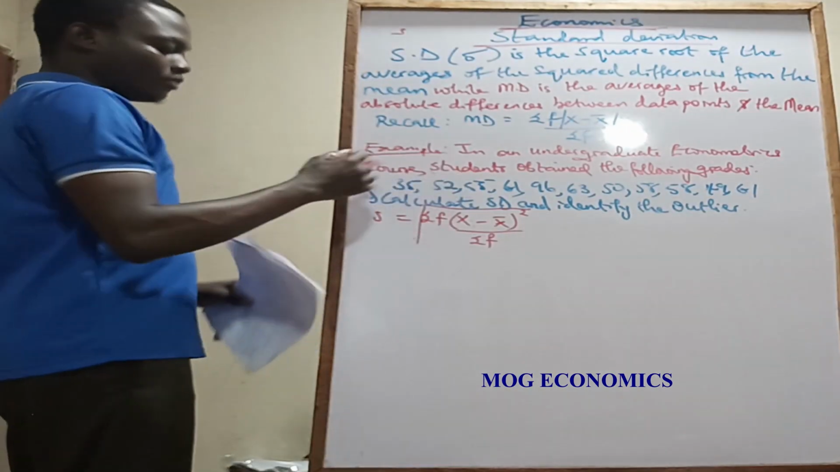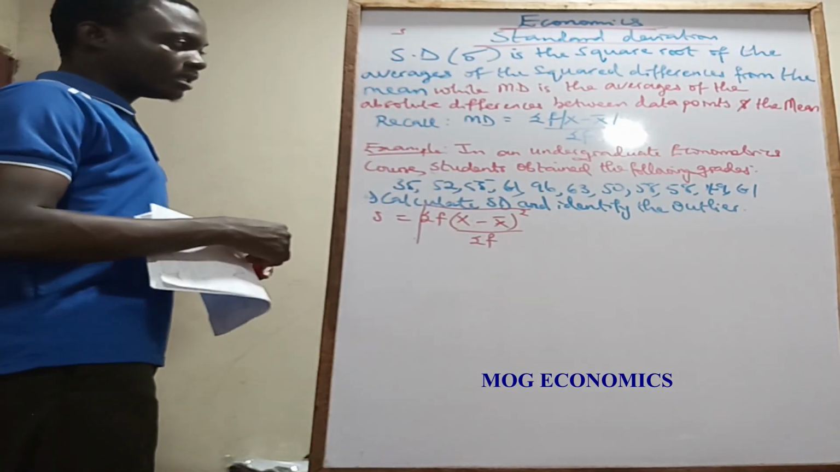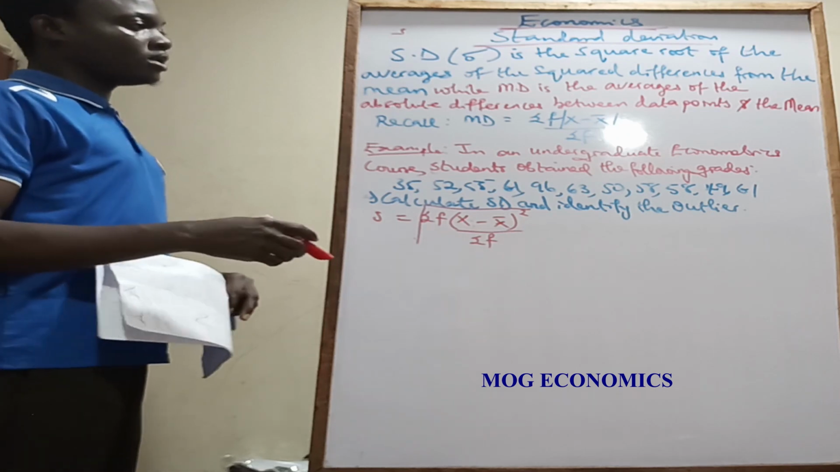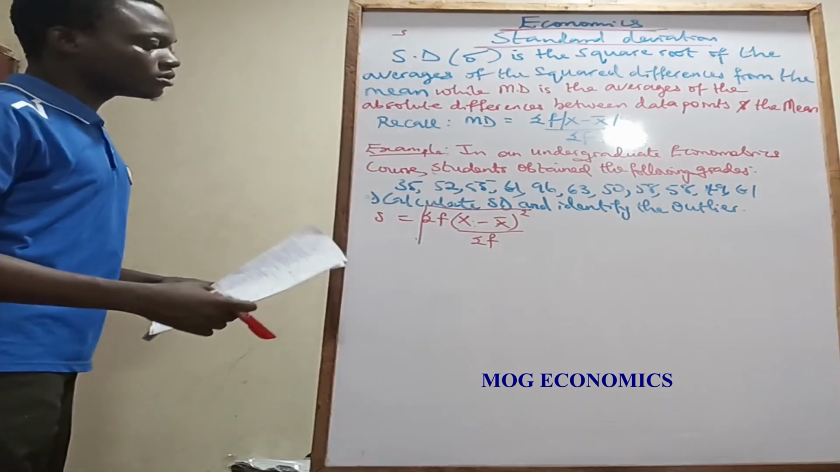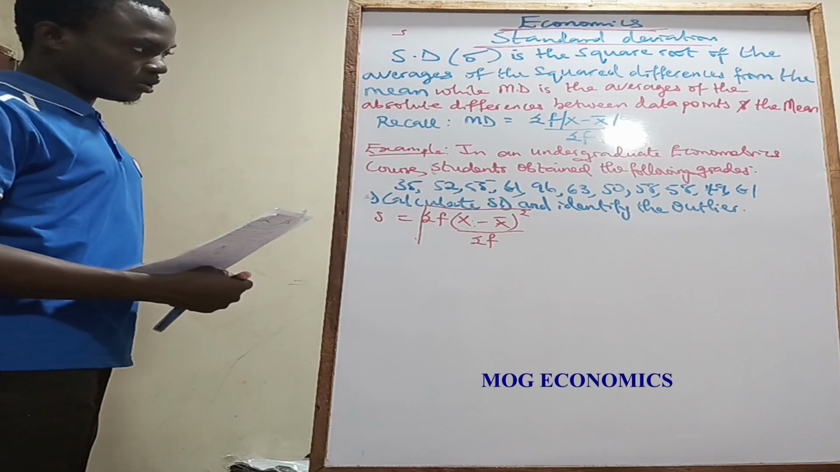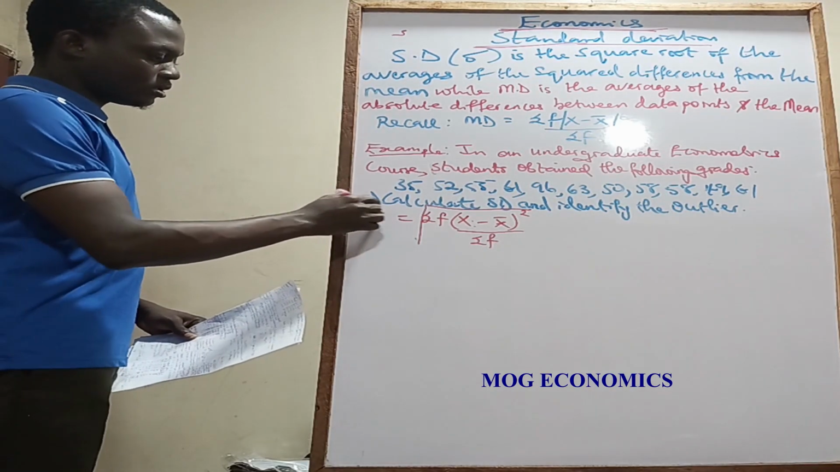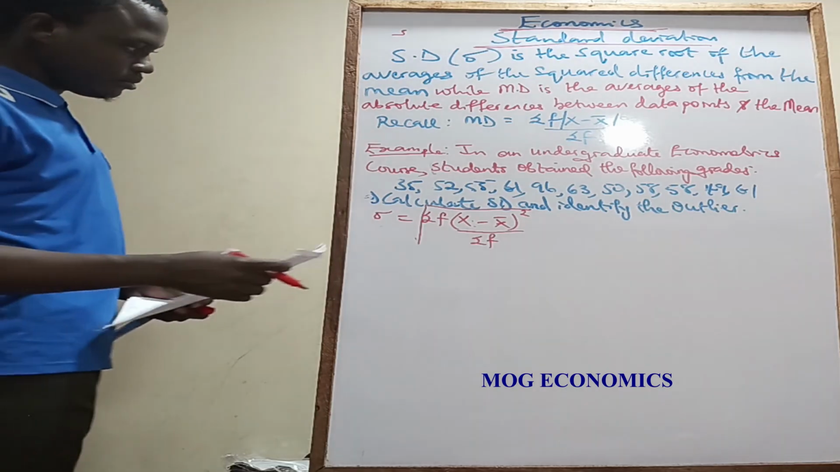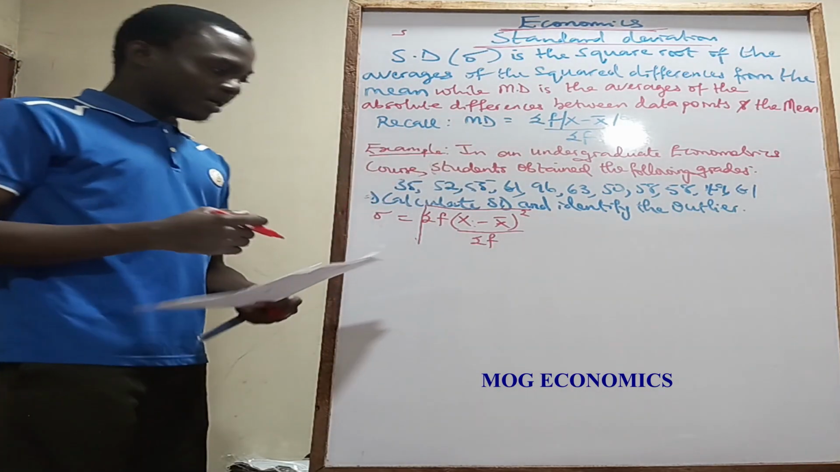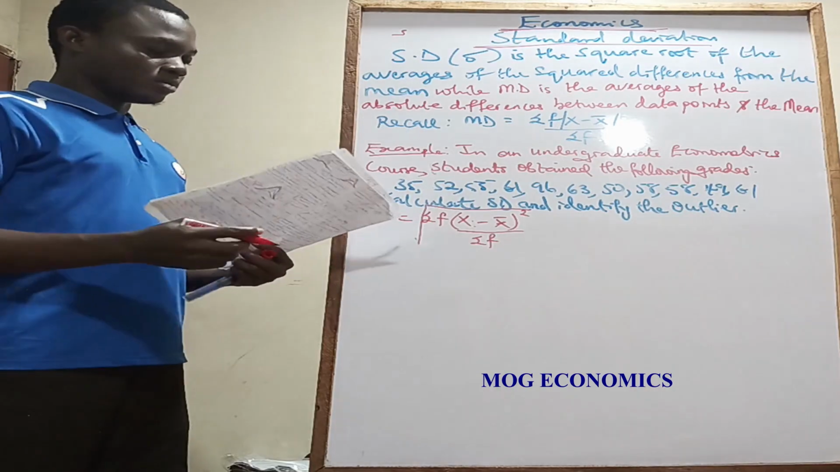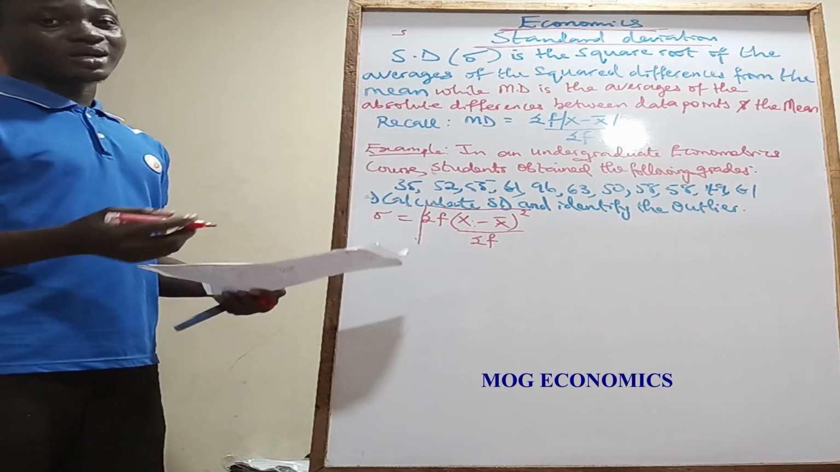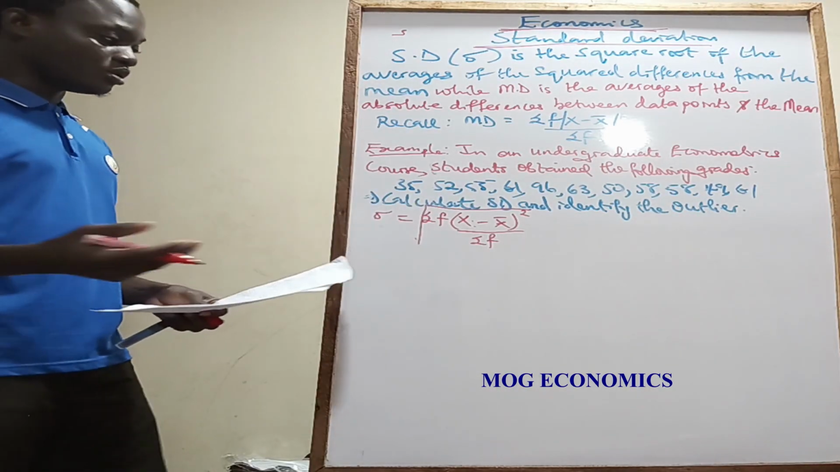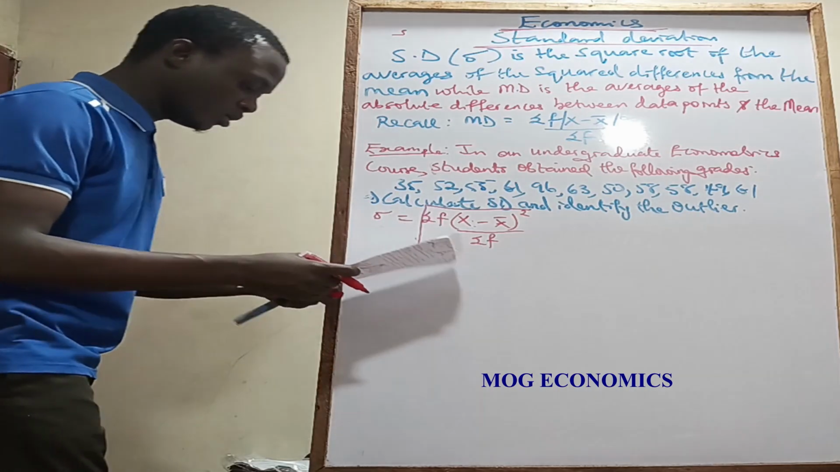So let me solve this question. In an undergraduate econometrics course, students obtained the following grades. So what are the grades? We have these grades here, and I want to create a column for it. I could solve it without using a column, but it makes sense to actually have a frequency distribution for it. So let's go.